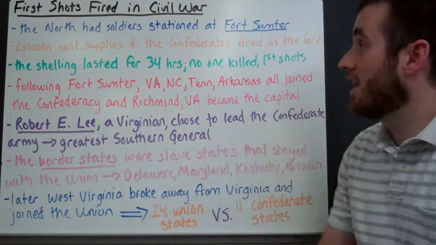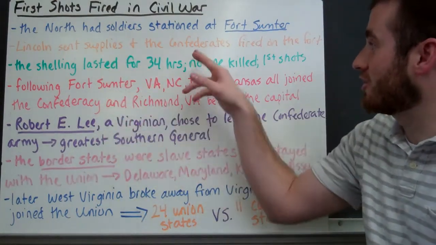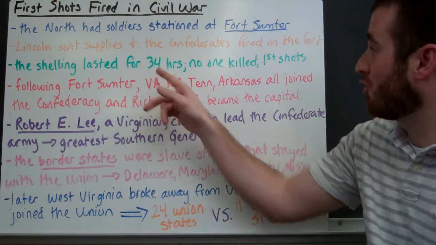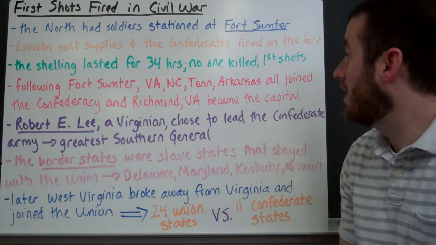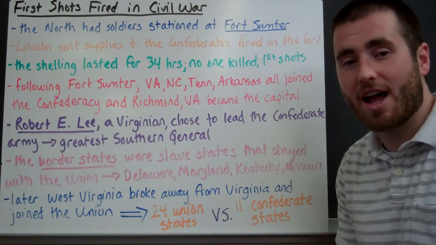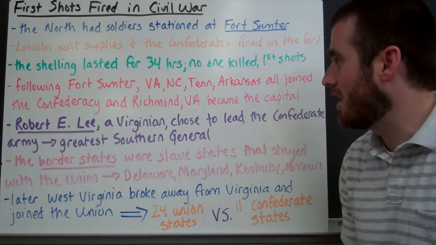They wouldn't leave. Lincoln needed to send them supplies, and this caused the Confederates to fire on the fort. The shelling lasted for over 34 hours, but nobody was killed. But these served as the first shots in the Civil War. And now we kind of got to wait and see what would happen next.